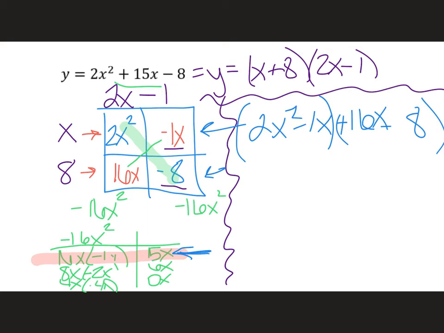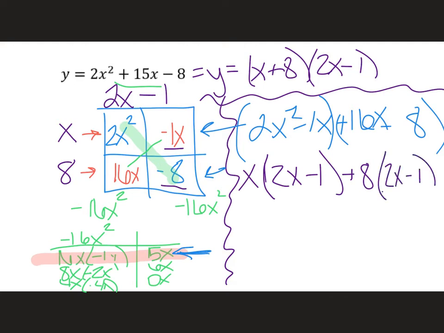So it's really the same process. Out of each group, I would factor out the greatest common factor. So between 2x squared and negative 1x, the greatest common factor is x. So I would have x times 2x minus 1. And then between 16x and 8, the greatest common factor is 8. So plus 8 times 2x minus 1.